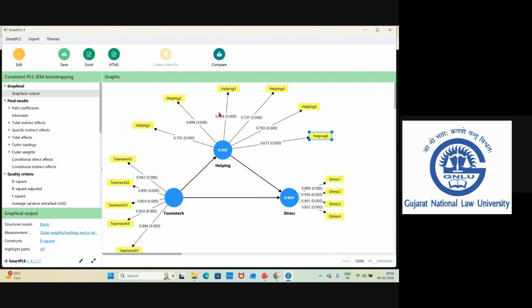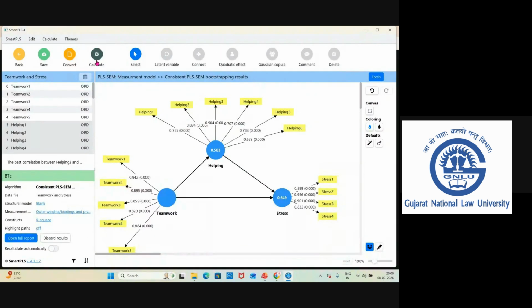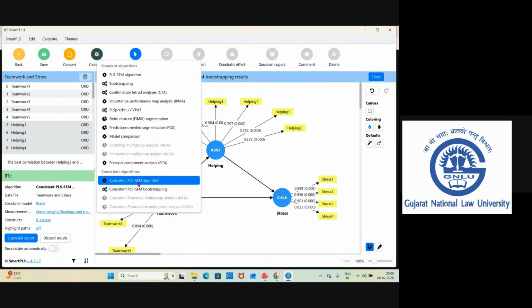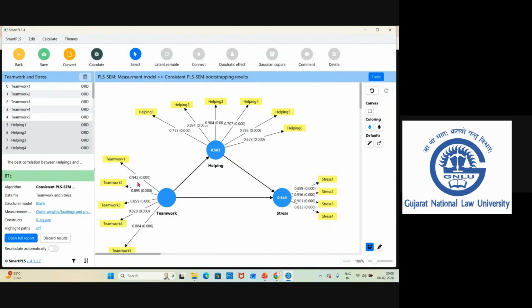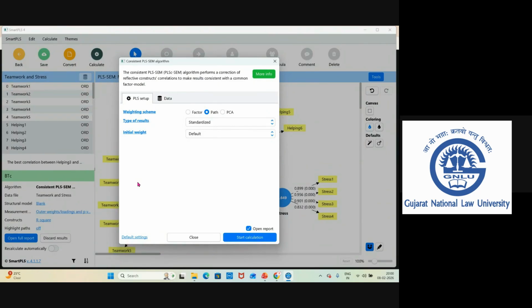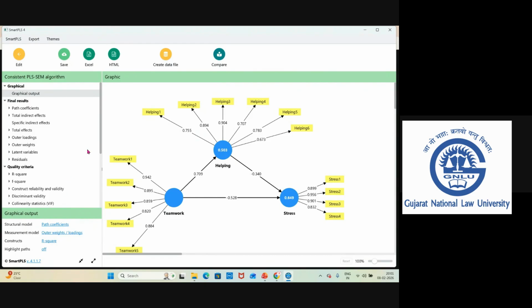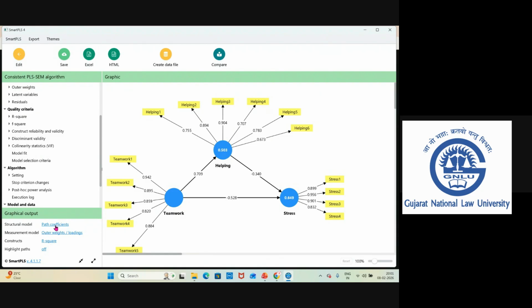Now, next one. Just click on Calculate, Consistent PLS-SEM algorithm. We are going to measure the construct reliability and validity. Just start calculation. Now come here. As a part of the graphical output, on the left side of the window, we are looking at the measurement model, not the structural model. So I'm going to keep the structural model as a blank.